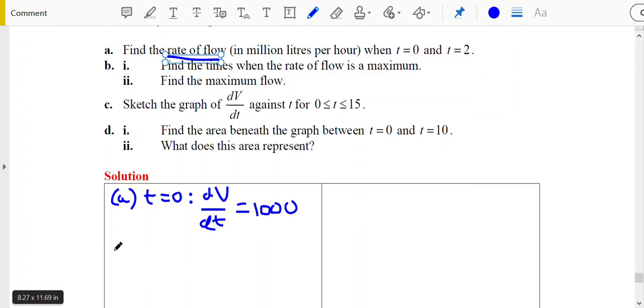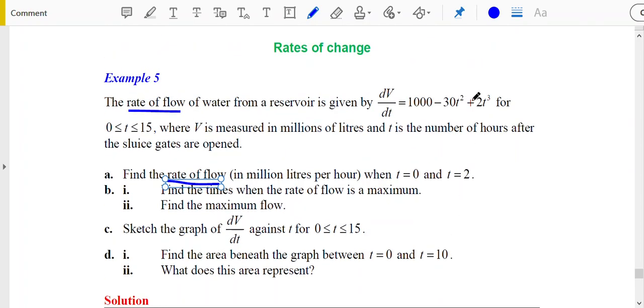And when t equals 2, you just have to substitute the number 2 into the function, which gives us 896 if you do that substitution. Okay, if you substitute t equals 2 into here, you can do that on your CAS calculator to double check.